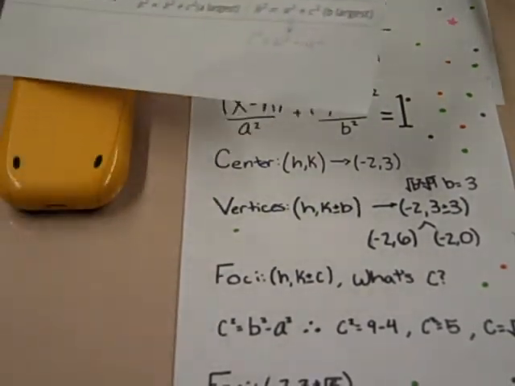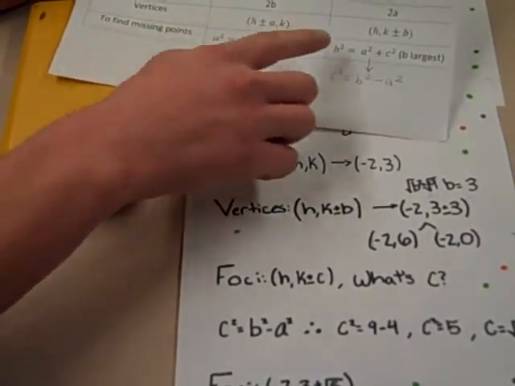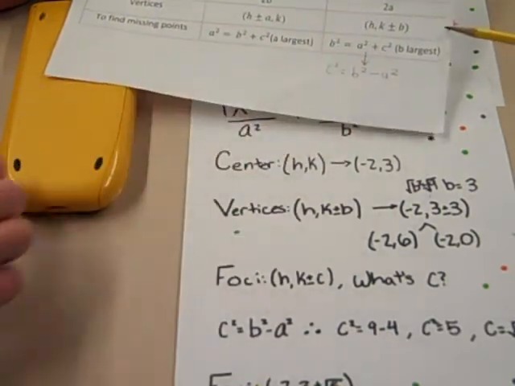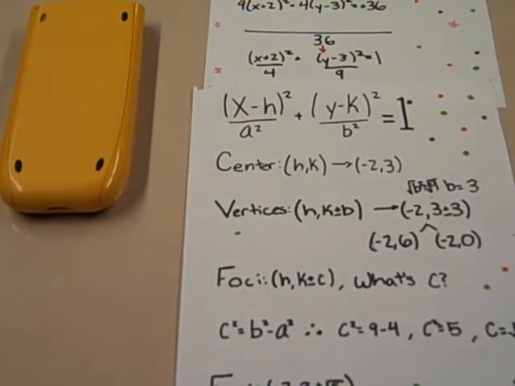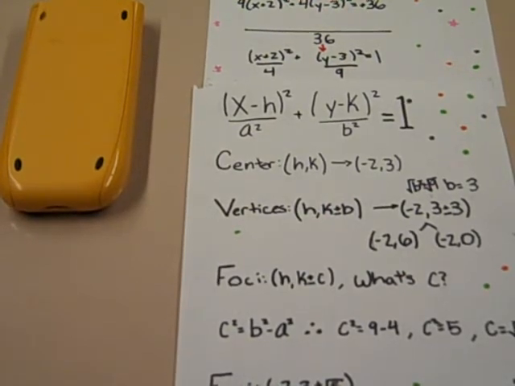To find the vertices, use (h, k plus or minus b). We know that b is 3 because b squared is 9. So our vertices are (negative 2, 0) and (negative 2, 6).